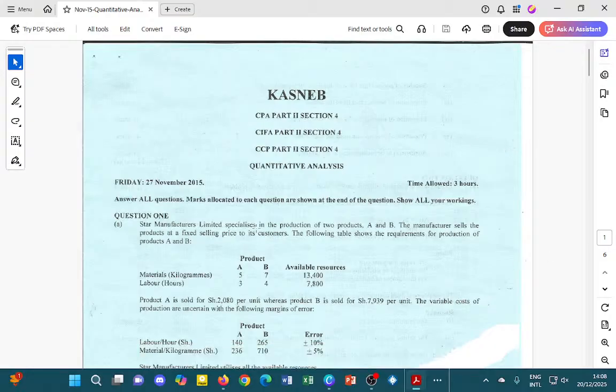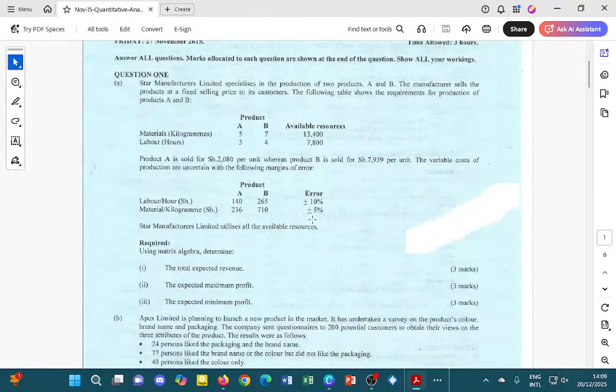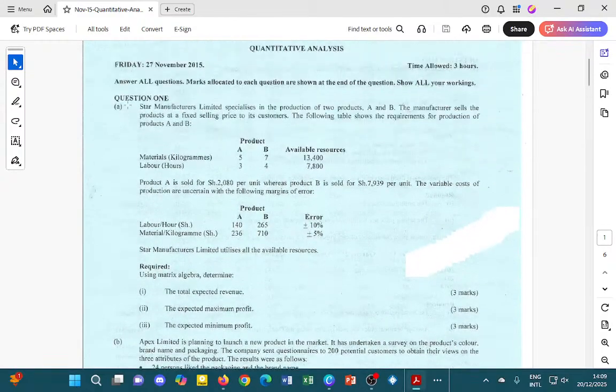The same paper that we had looked at was CASNEB CPA Part 2 Section 4, and that is CIFA Part 2 Section 4, CCP Part 2 Section 4, and the paper is quantitative analysis. And we have been looking at this question stepwise. So today I decided to look at question 1 Part B.